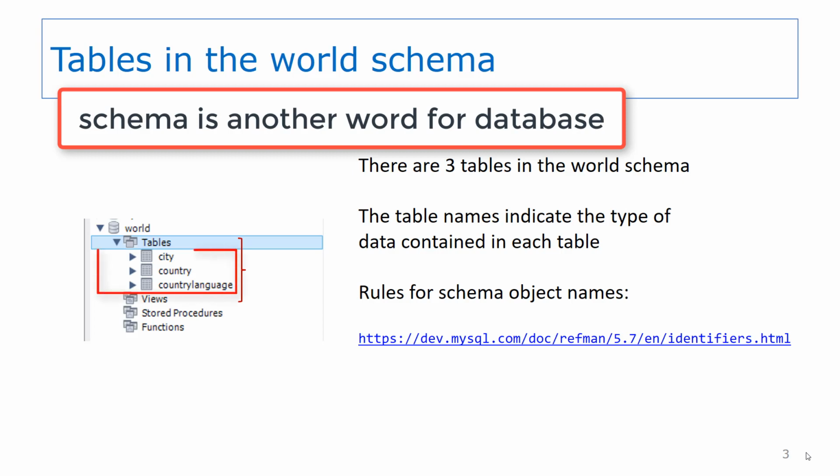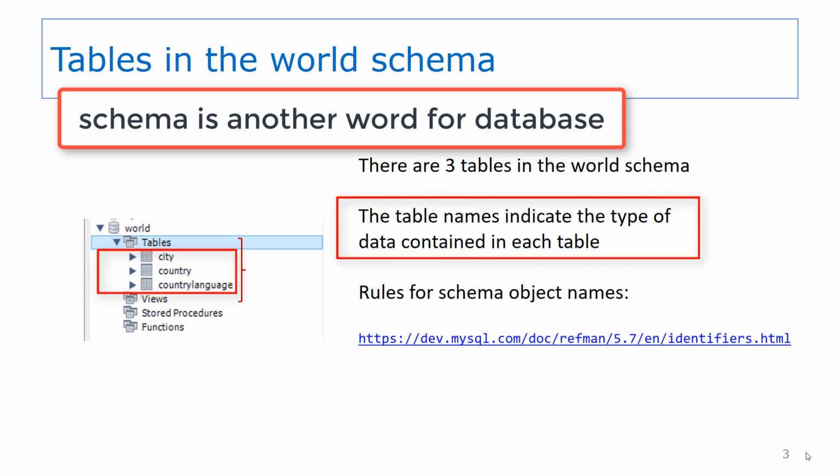The tables are City. This table contains data about cities around the world. Country. This table contains data about countries. Country language. This table contains data about languages that are used in a country. The most important thing to notice about the tables is that the table name gives you an idea about the type of data that is in the table.